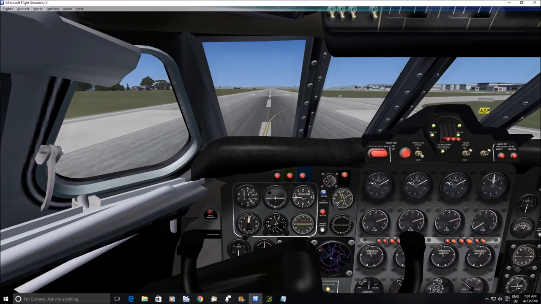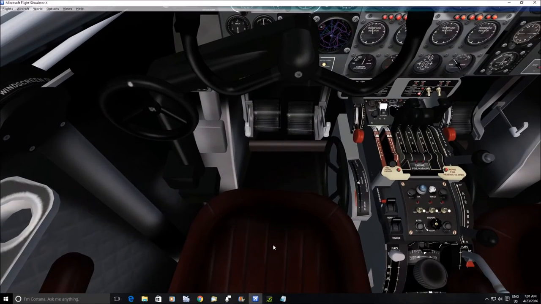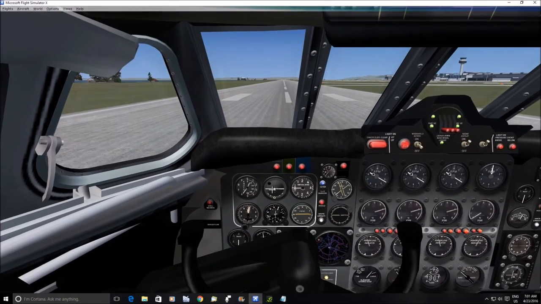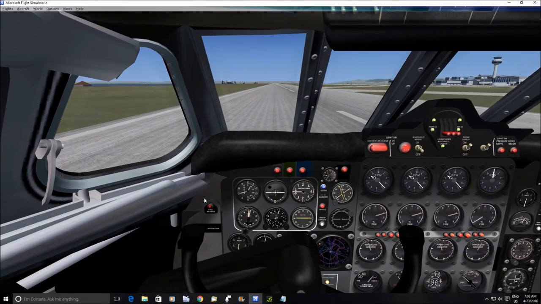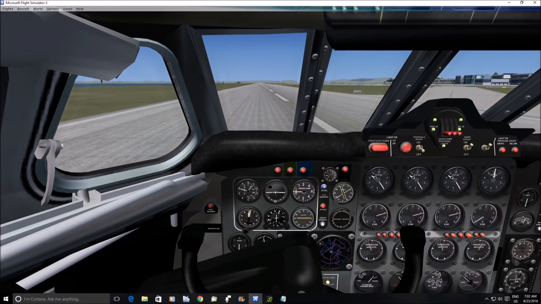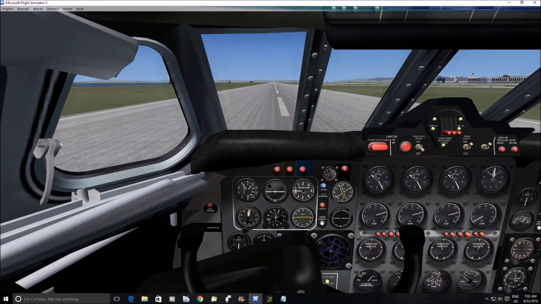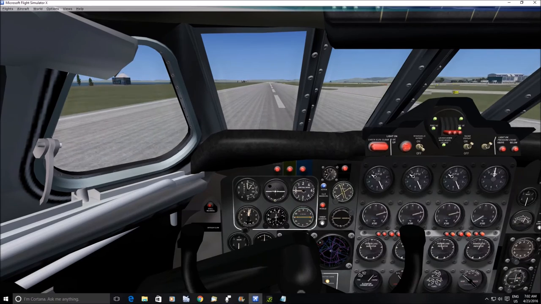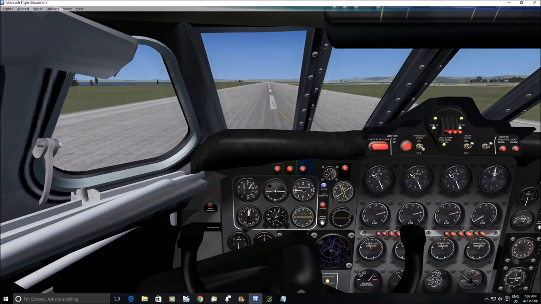I think I'm going to need some up elevator trim here. I forgot to dial that in. Let's bring it back close to the red range, right about there. Whoops, stay on the runway. Oh. We're down one engine. What's going on here? This is a three engine takeoff.